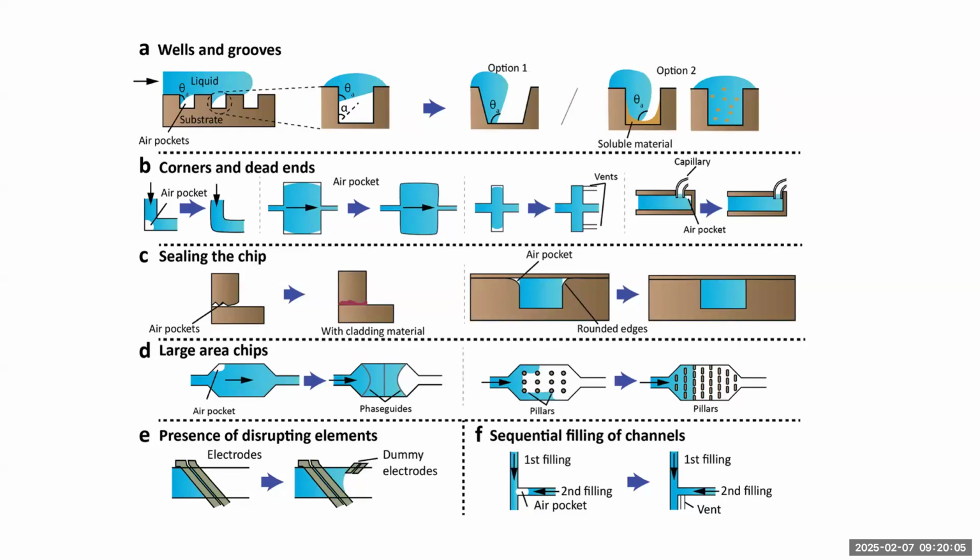They walk us through different microfluidic designs and how we can potentially ameliorate trapped air. So part A are micro grooves that you may need in your device. There's a lot of right angles here that cause a large contact angle where the liquid will just flow right over those grooves. They recommend, instead of using right angles in your design, you see option 1 in part A, to just taper your sidewalls.